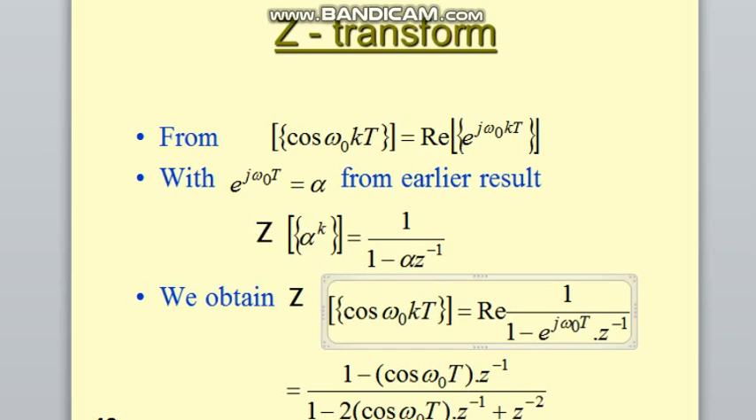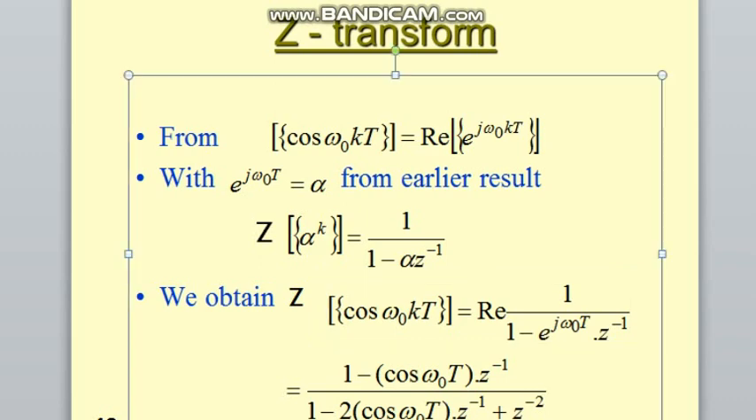And after that, if we put the value of cos omega t naught, substituting e to the power j omega naught t, you will get that. So that is just the transform of cos omega t.